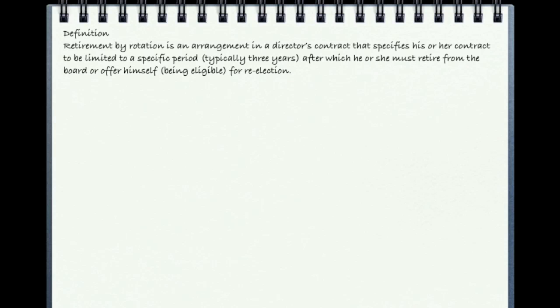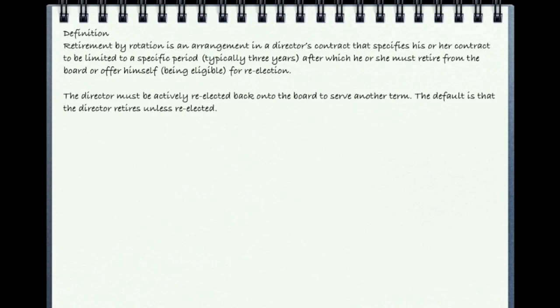So retirement by rotation is an arrangement in a director's contract that specifies his or her contract to be limited to a specific period. That's typically going to be 3 years, as we said in the lecture. After those 3 years, he or she must retire from the board or offer themselves up for re-election. So you either retire and that's it, or you retire and offer yourself up for re-election by the shareholders. The director must be actively re-elected back onto the board to serve another term. They can't just serve another term, they need to be re-elected by the shareholders. And the default is that the director retires unless they're re-elected.